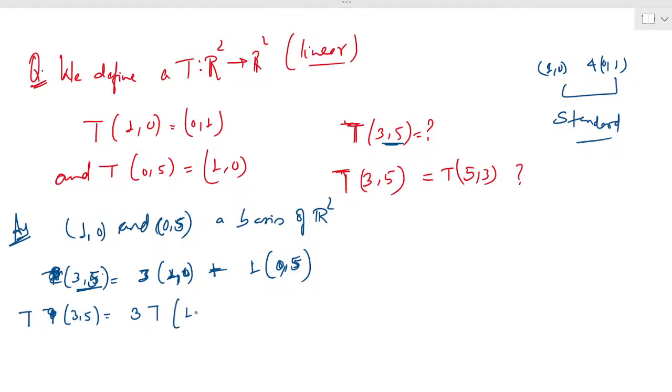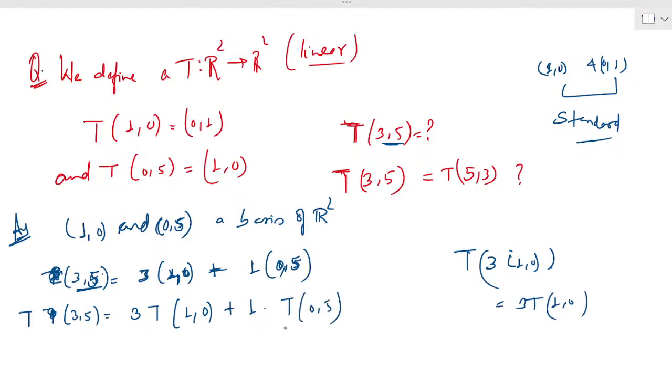Since I've been given that T is a linear operator, T of 3 times (1,0) corresponds to 3 times T(1,0), plus 1 times T(0,5). What is T(1,0)? T(1,0) is simply (0,1), and T(0,5) is simply (1,0). So from here you can write it as (1,3), right? Indeed, so Bharat is right. So T(3,5) is simply (1,3).